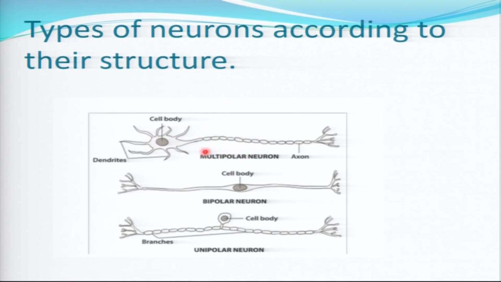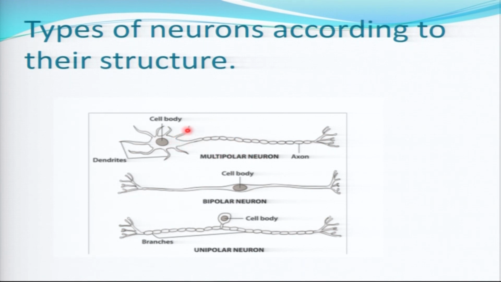So this one is my multipolar neuron. Why? You see it has these many dendrites. They are very many. And then this axon, and this is the cell body, and those are the axon terminals. So this is a multipolar neuron because it has many processes.